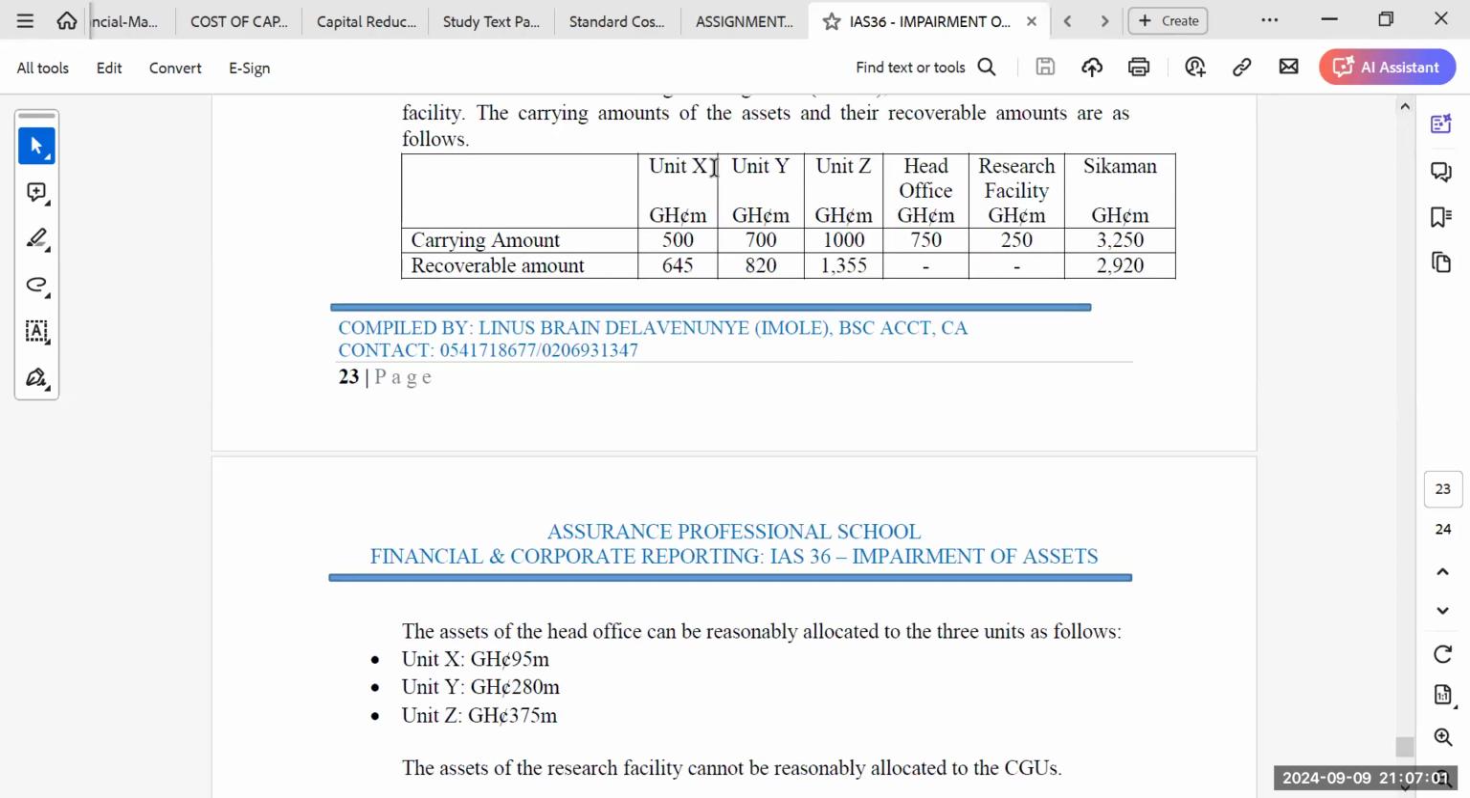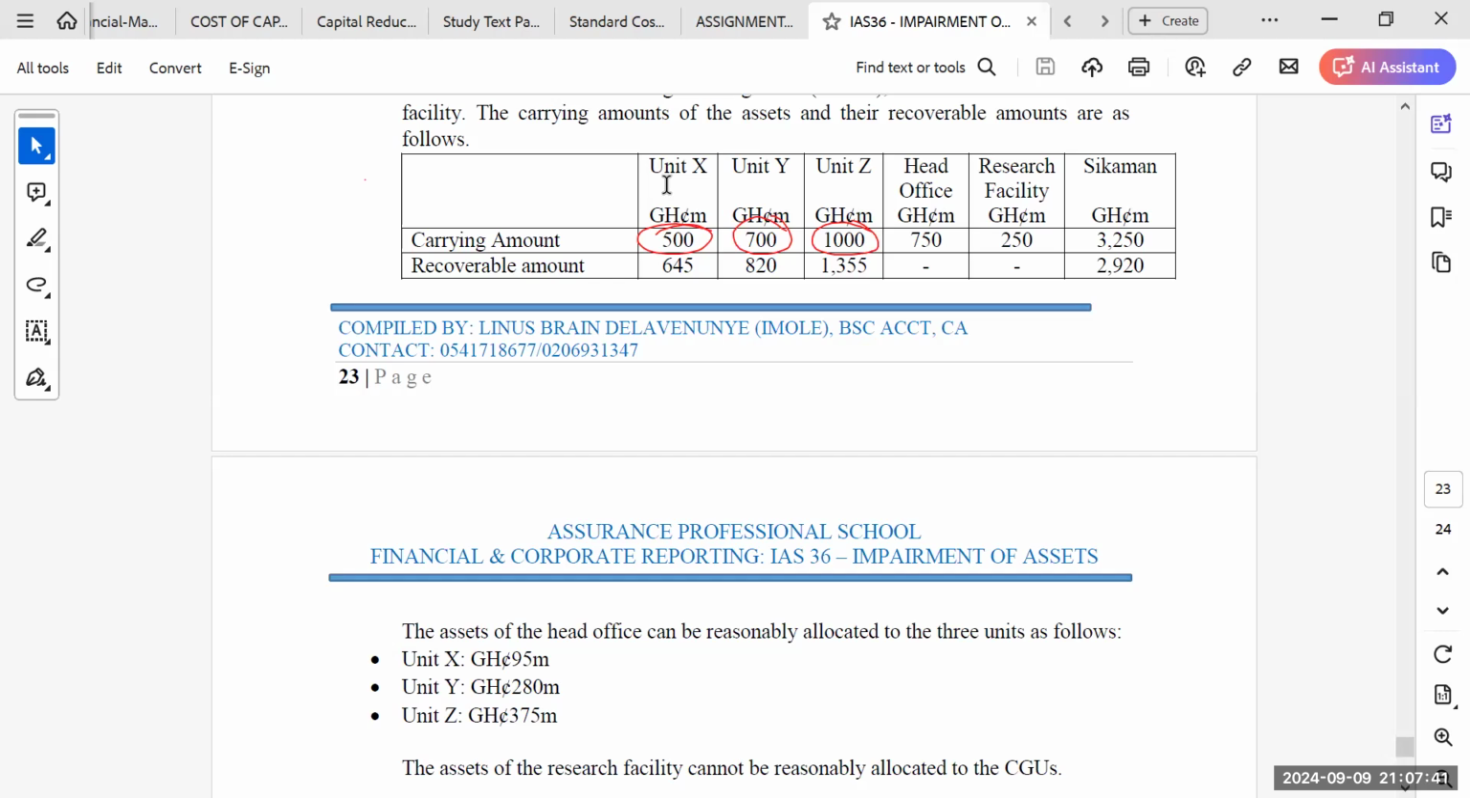Okay. So we are given the three cash generating units, which are the units X, Y, and Z. Then they have the corporate asset, which is the head office, and then the research facility. They are saying that the asset of the head office can be reasonably allocated to the three units as follows. Okay. So the value over here is the carrying value of the unit X asset alone. And this is unit Y also, this is also one. Okay. But they are saying that the asset of the head office can be reasonably allocated to the three units as follows. So what will be the total carrying value of the asset of unit X?